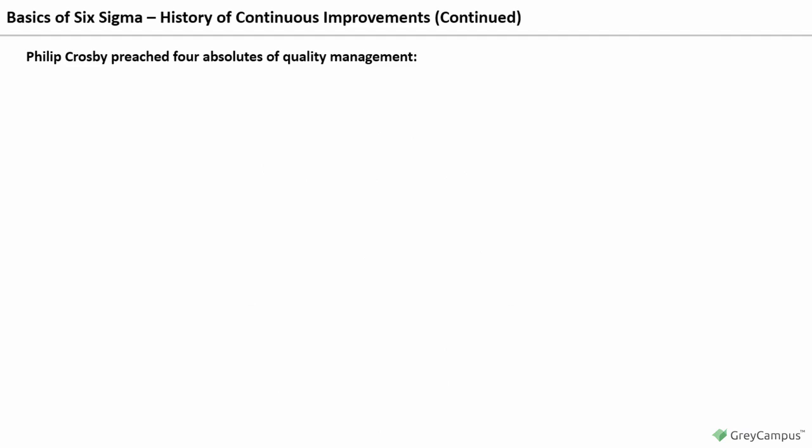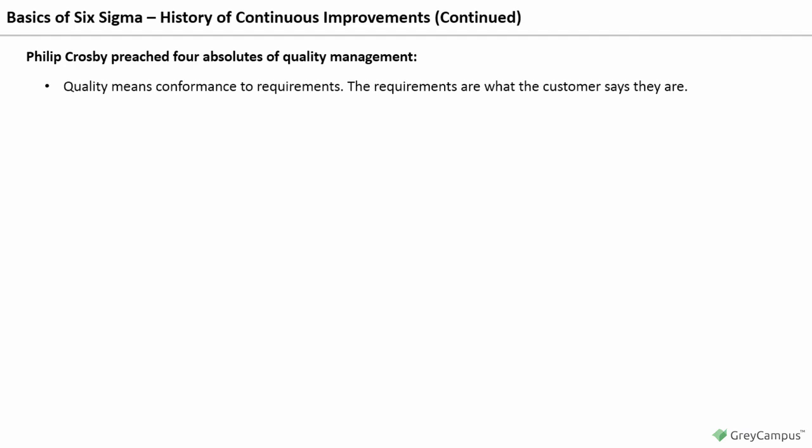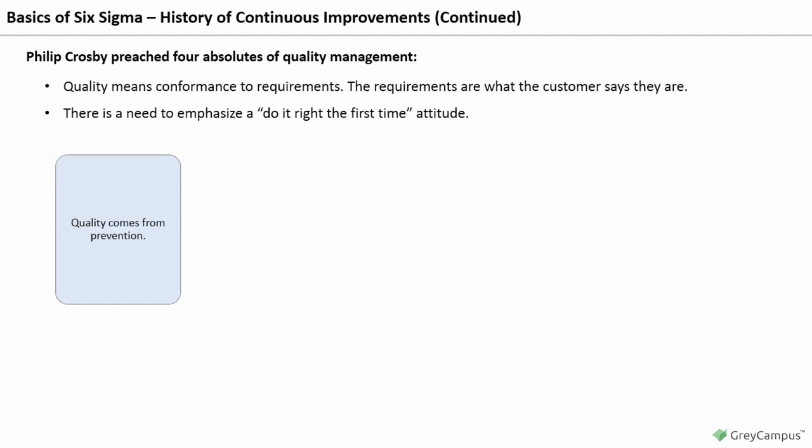Philip Crosby preached 4 absolutes of quality management. Quality means conformance to requirements. The requirements are what the customer says they are. There is a need to emphasize a do-it-right-the-first-time attitude. Quality comes from prevention.